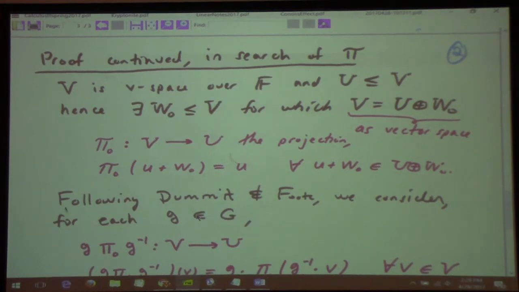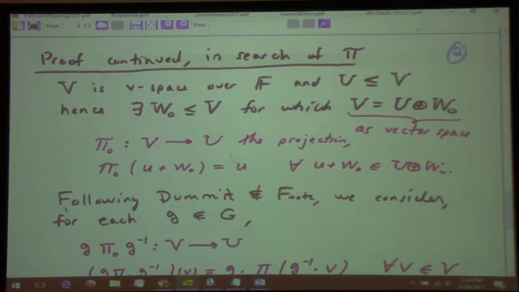We take a basis for U, extend it to a basis for V. The things in the extension that aren't in U automatically span a subspace. That subspace we call W naught. And that construction necessarily gives us an independent subspace W naught. But again, this is just a vector space construction so far. So this pi naught is a projection in the sense of vector spaces defined like so. But the thing I don't know, in fact, is probably not true. It's not true that pi naught of g dot v is equal to g dot pi naught of v.